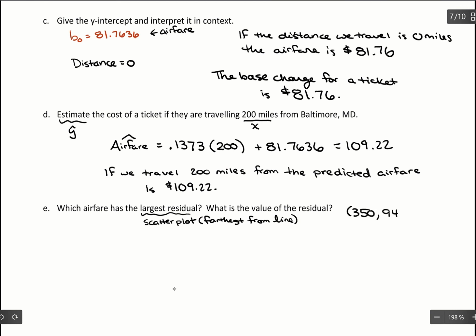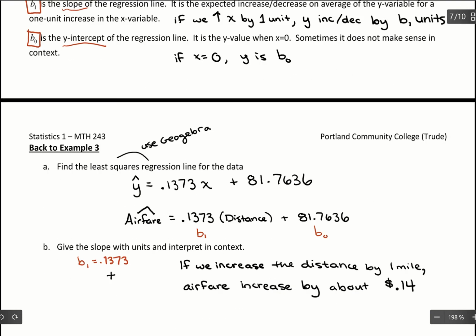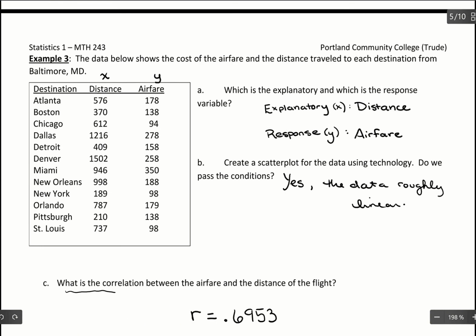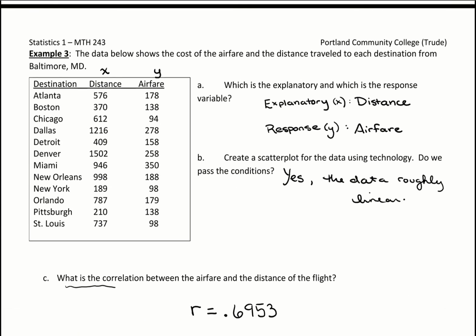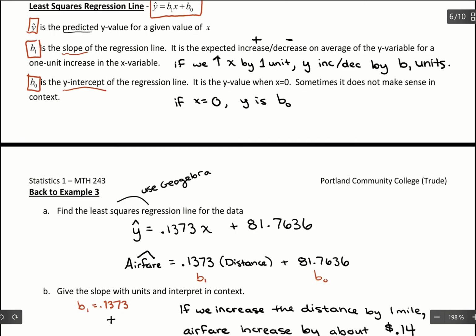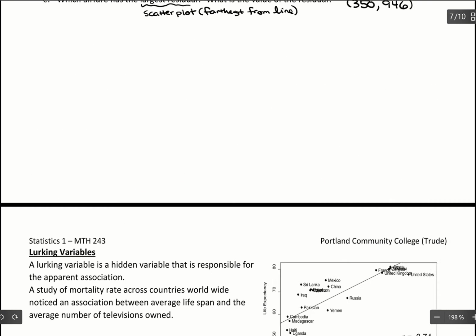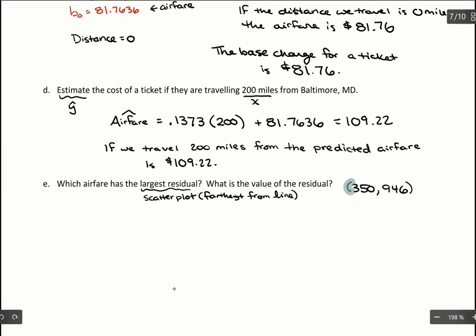If we just go back to our data for a second to see where that value actually came from, that's coming from Miami. Sorry, I realized I just mixed up those values. But Miami is where we have an input of 946, output of 350. So Miami is going to have the largest residual.